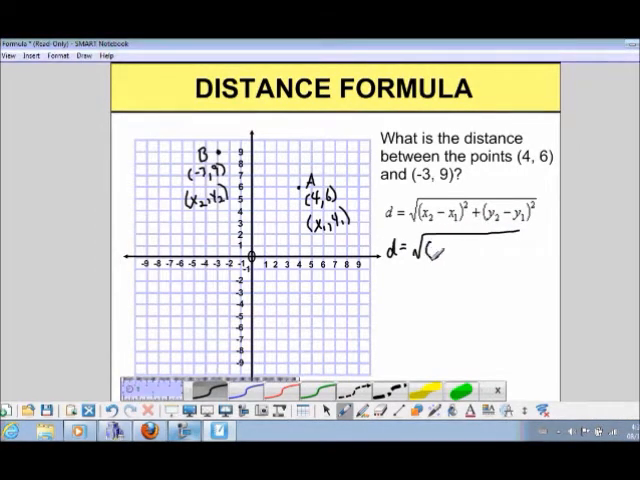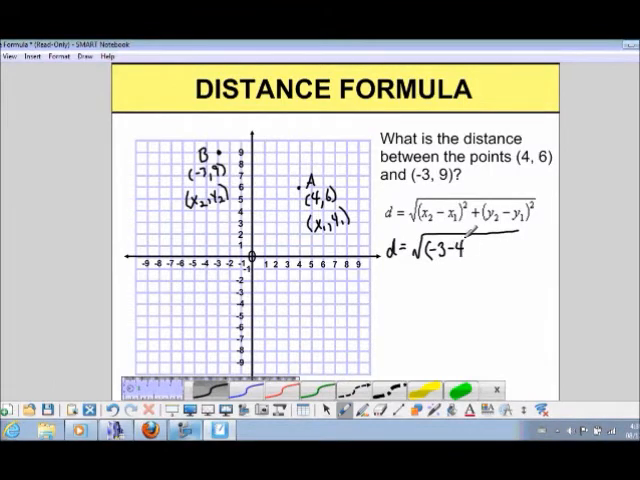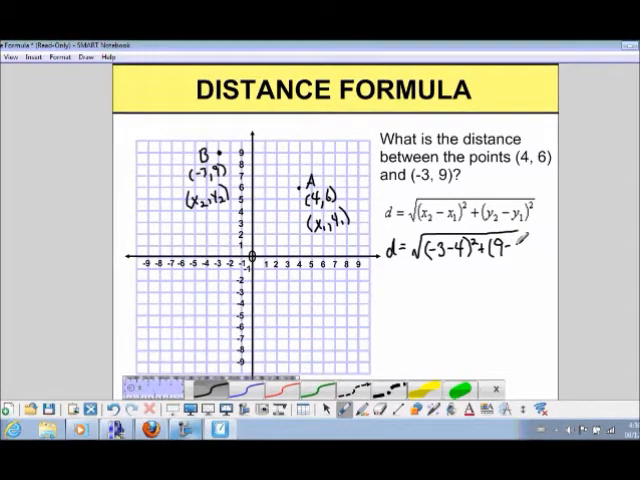So x2 is the x coordinate of our second point, that's negative 3, minus x1, the x coordinate of our first point, which is 4. I'm going to square that, plus y2, the y coordinate of our second point, in this case it's 9, minus y1, the y coordinate of our first point, which is 6. And we're going to square that.